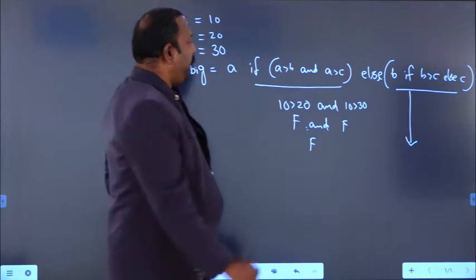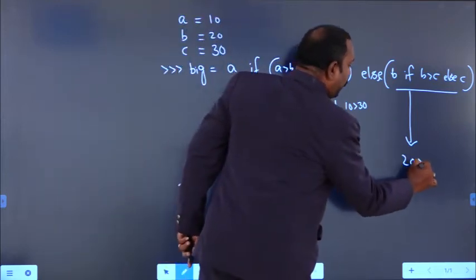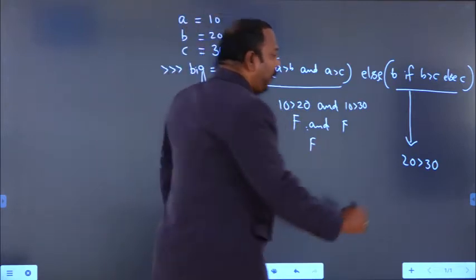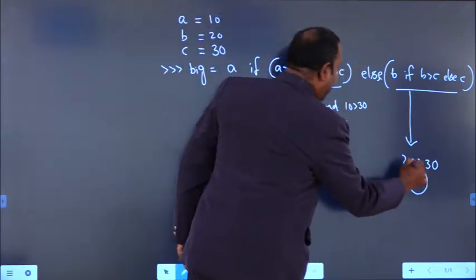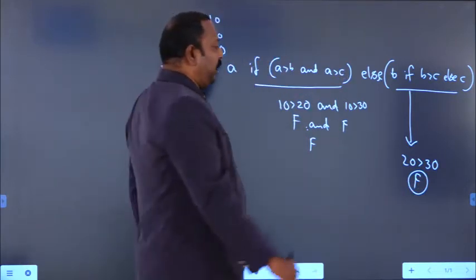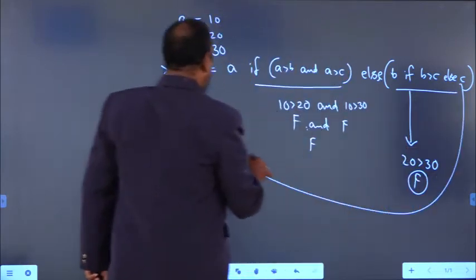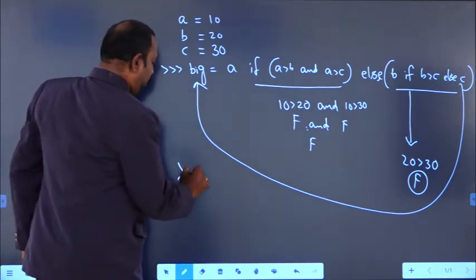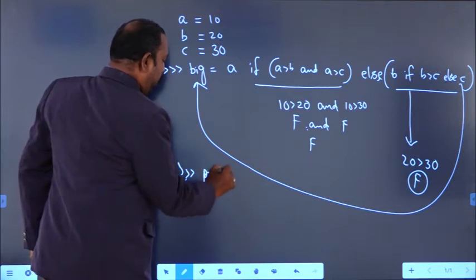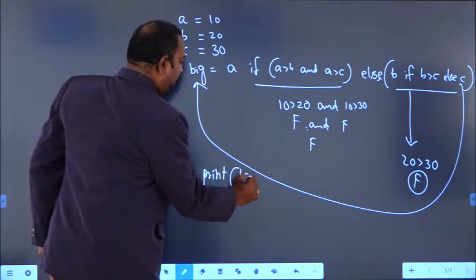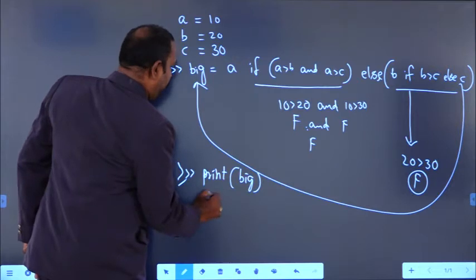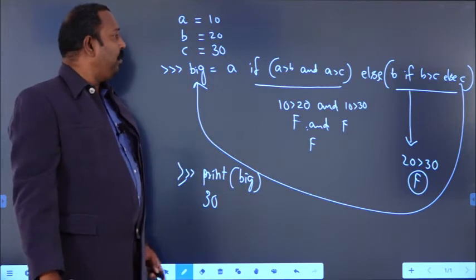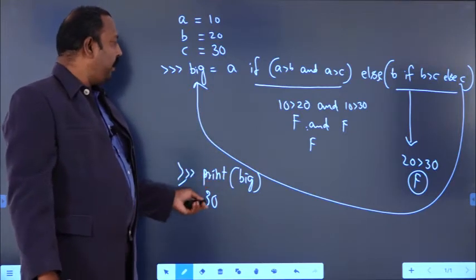So is 20 greater than 30? The condition is false. Condition is false means again it will go to the else part. In the else part, what is there? c. So c will be assigned to big. Suppose I write print big, that means you will get the value 30. You will get the value 30 out of the a, b, c values. So c is the greatest value. That's why if you print big, you will get the value 30.